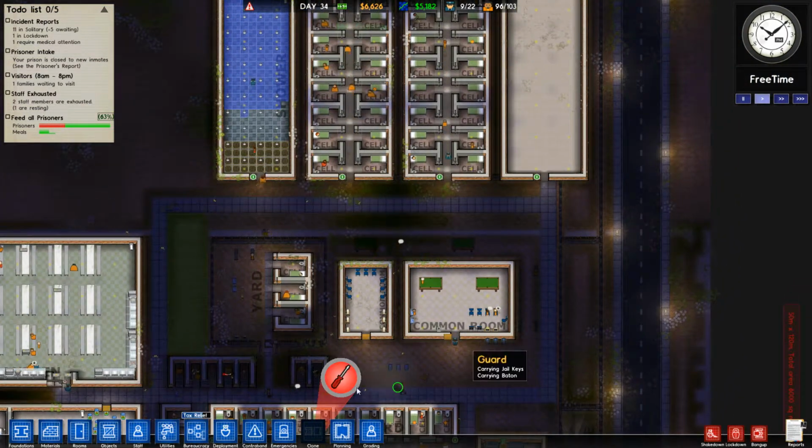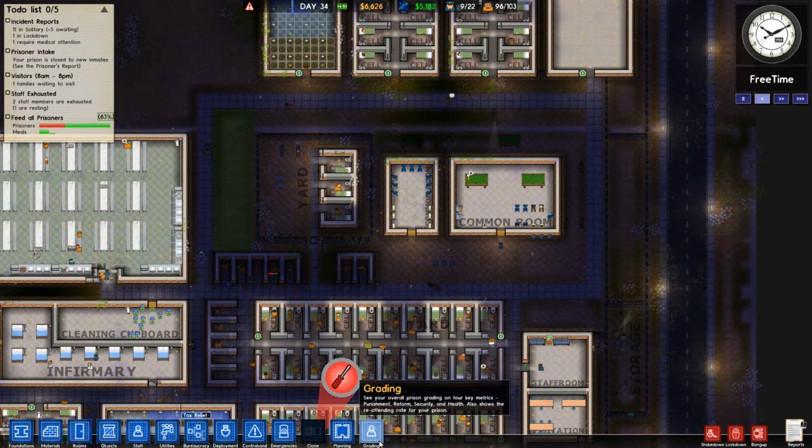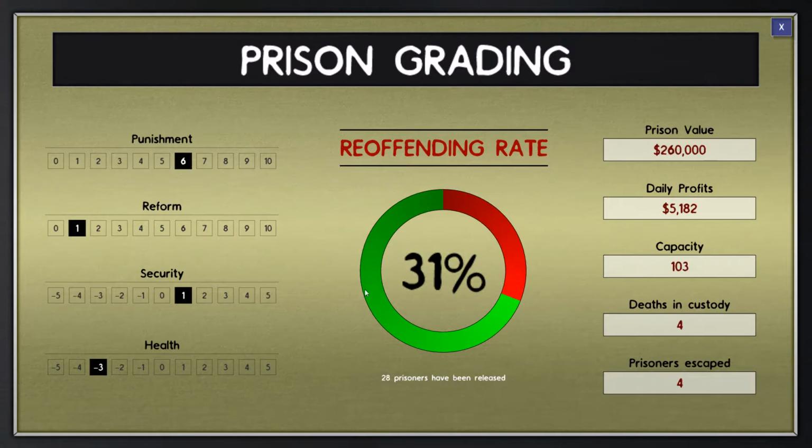Now, the thing I want to work on in this episode is grading. Grading is how your prison ranks. So, it has directly influenced the reoffending rate, which means how fast will I be seeing my inmates back, basically. The lesser the reoffending rate, the better. And I do want to have this thing up a bit higher. Now for that to be quick, I want to work on health, because reform you can't have negative, but this thing is actually giving me a negative penalty. So I need to do something to get rid of that -3.